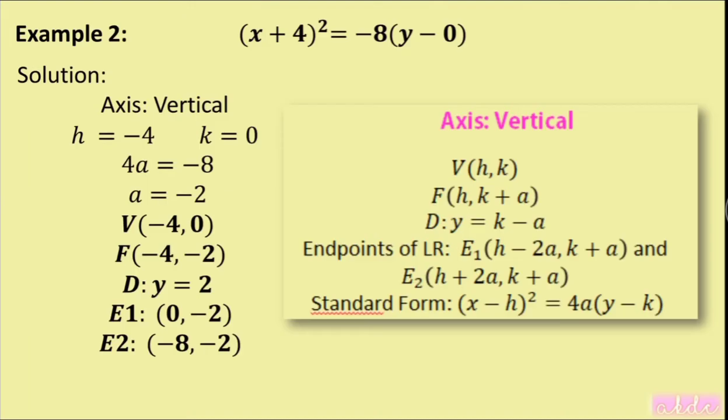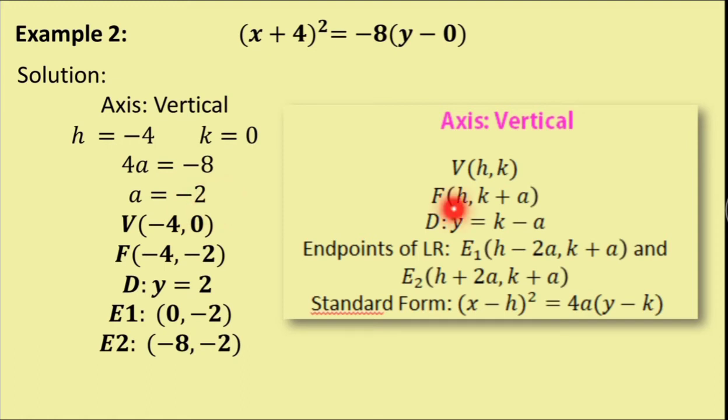Okay, for example number 2, we have x plus 4 squared equals -8 times y minus 0. Using the given, it started from x squared, so it is at vertical axis. So this is the pattern that we are going to use. Again, h is the one near to x and k is the one near to y. So we have h, positive 4, so it will become -4, and then 0 for k. So we have vertex at (-4, 0). Now for a, we have again -8 divided by 4, always divided by 4. So we'll get -2. So our a is -2.